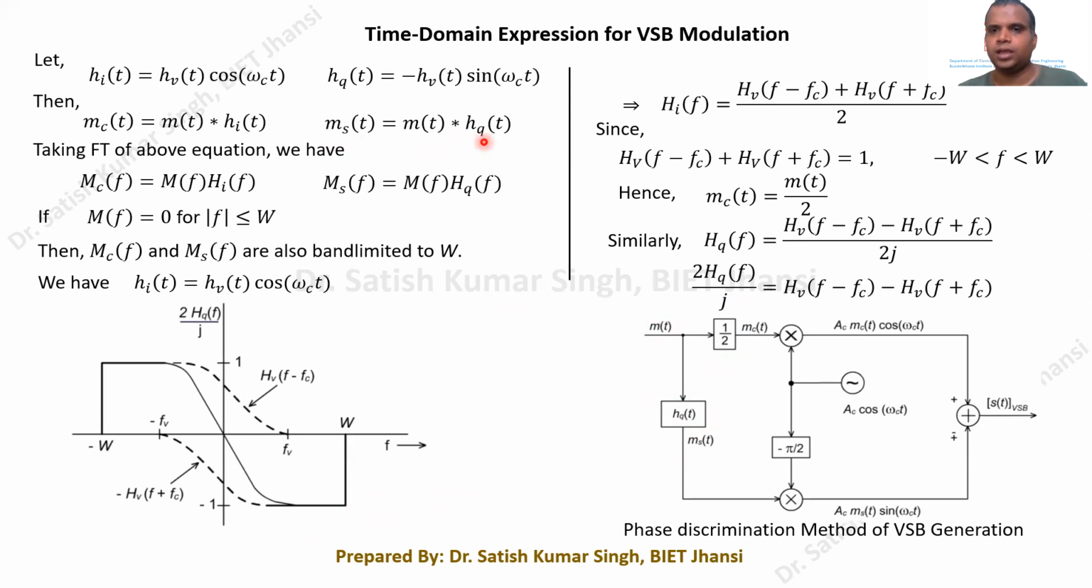So basically we have to take a frequency response, impulse response, or you can say a filter, whose characteristics will be something like this. This type of frequency response or filter we have to choose, and then we have to make this circuitry. Then we pass the message signal through this particular filter HQ(t) to get MS(t).